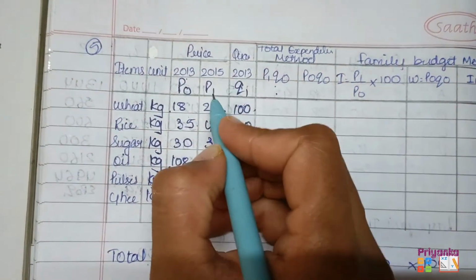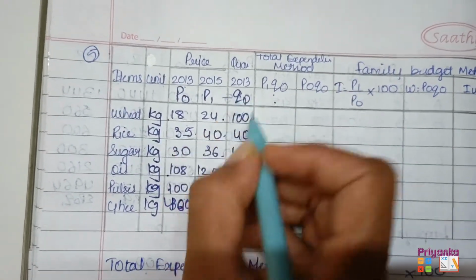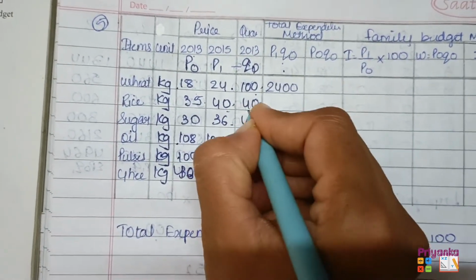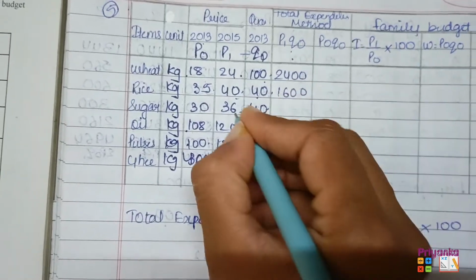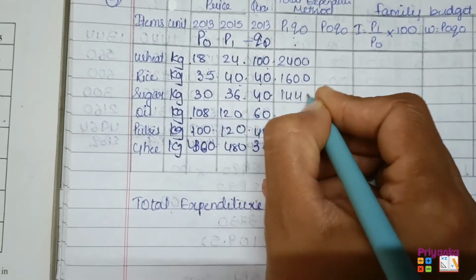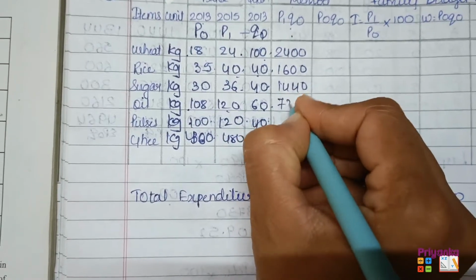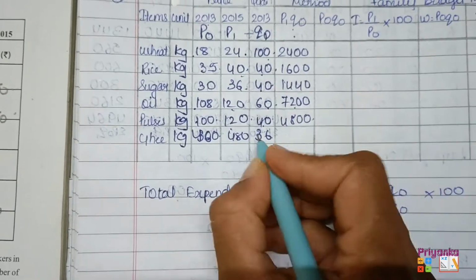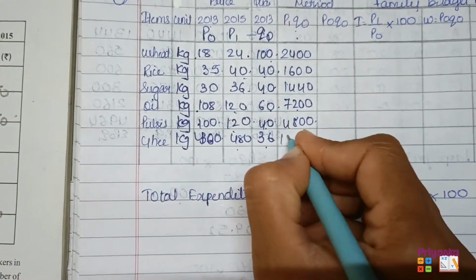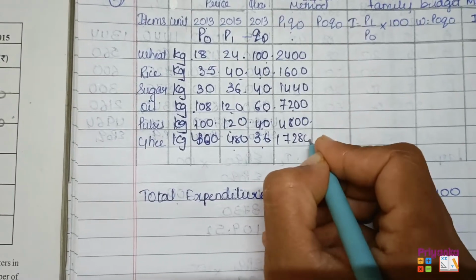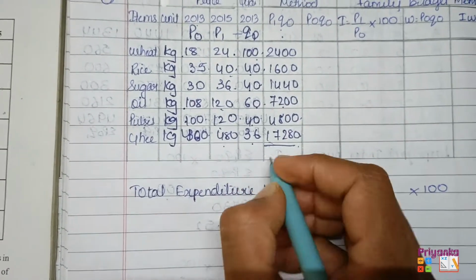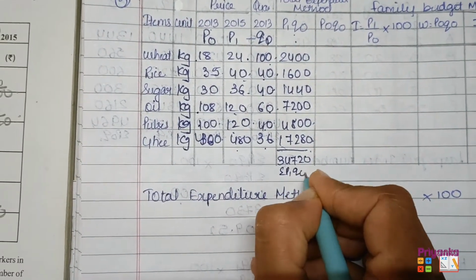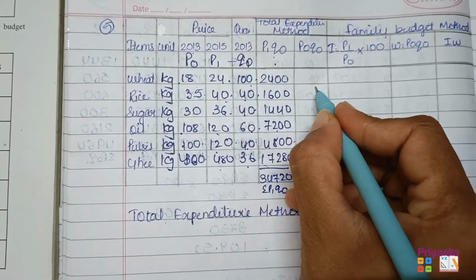For P1 Q0, we'll multiply these two columns, that is 24 multiplied by 100, that is 2400, 40 multiplied by 40, 1600, 36 multiplied by 40, 1440, 120 multiplied by 60, that is 7200, 120 multiplied by 40, 4800, 480 multiplied by 36, that is 17,280. The total is 34720, that is for sigma P1 Q0. Here we found. Next is P0 Q0.